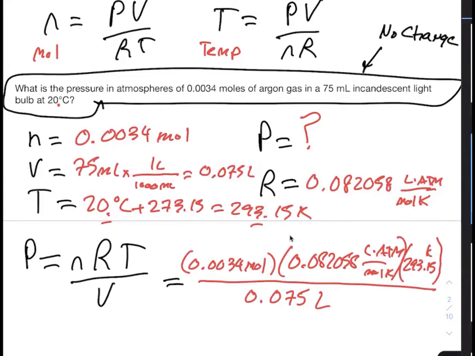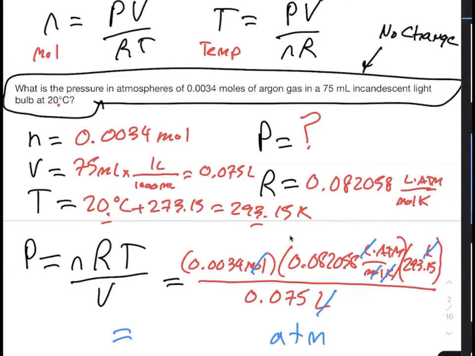What happens to the units? Let's check this out. Kelvin cancels with Kelvin in the denominator of the gas constant unit, liters in the numerator cancel with liters in the denominator, and moles in the numerator cancel with the moles in the denominator of the gas constant. I'm left with atmospheres. That's good. That's what I want. So my answer will be in atmospheres, and I just need a calculator.